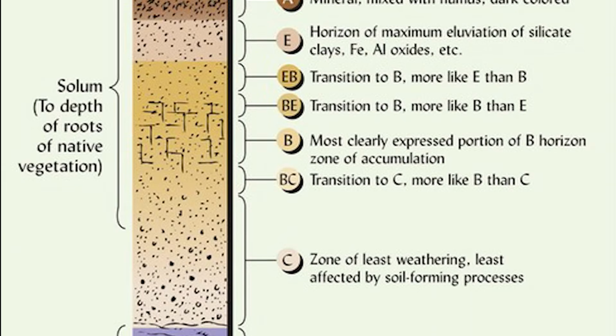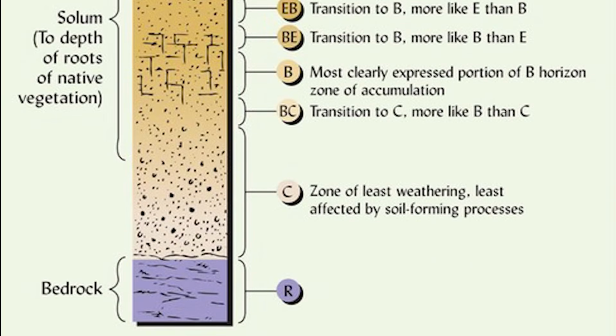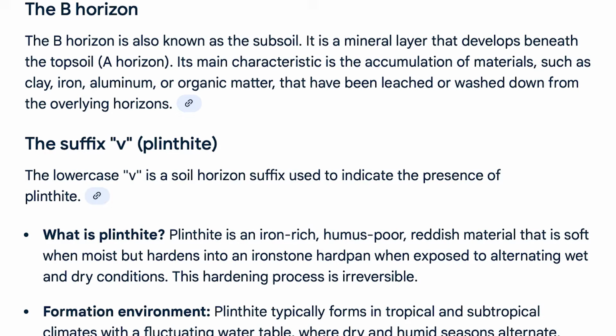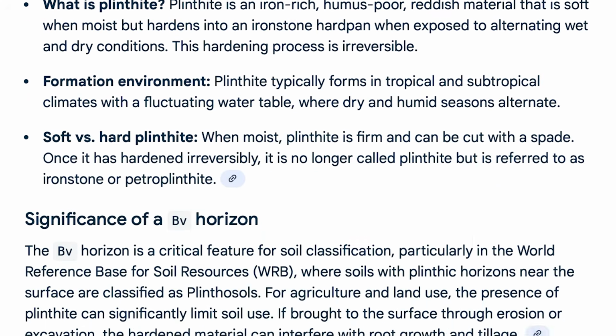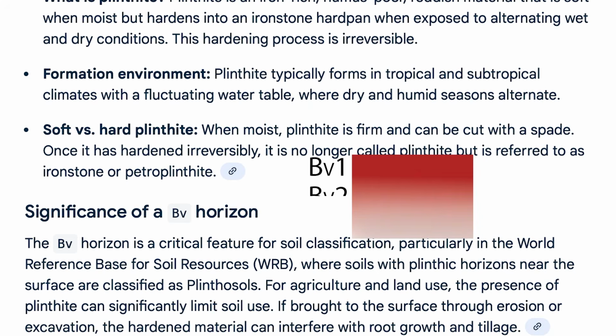If you see further subdivisions, you can give it a number in the sequence. So if you have a B horizon with plinthite, it would be a BV horizon. But if you saw two distinct color layers in this section, you could label them BV1 and BV2 and so on.